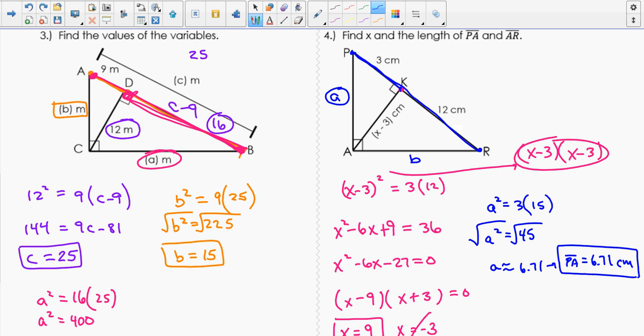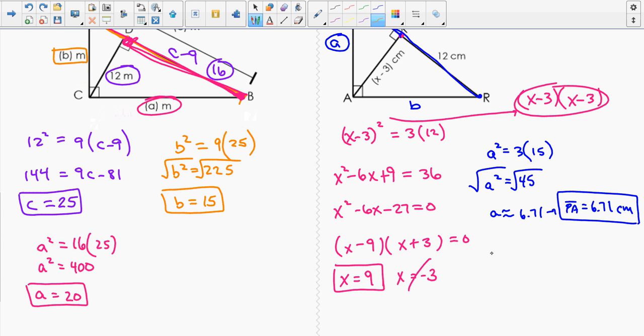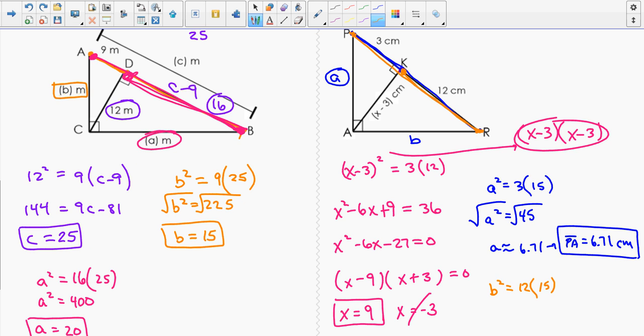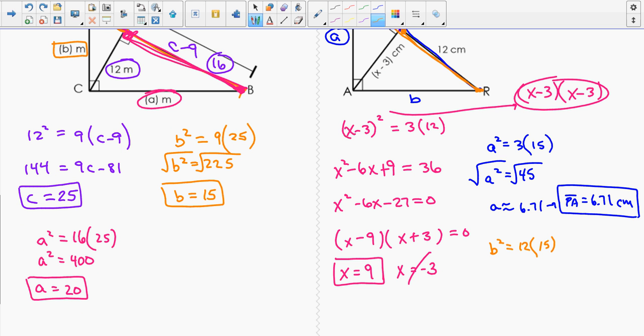Next part, again, you could use the Pythagorean theorem and say leg squared plus leg squared equals hypotenuse squared, since I know what x is, but I'm going to use the shortcut just so we can do it one more time. Okay, so my leg is B, so B squared equals my adjacent side, which is 12. Remember, I stop at that altitude. My whole side is from R all the way to P, which I found was 15. So I multiply those together. Get 180.